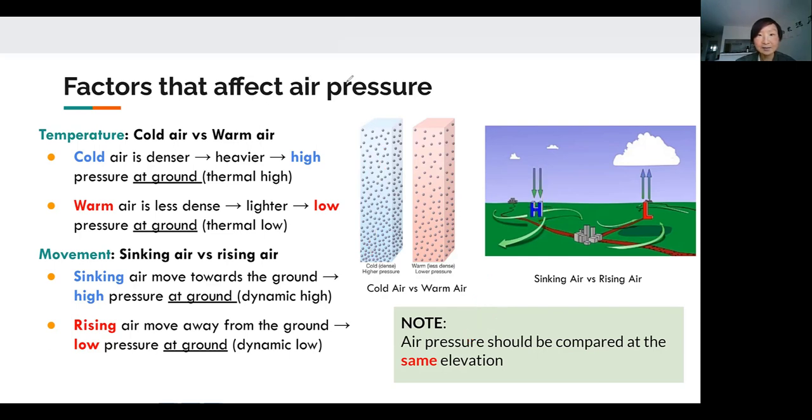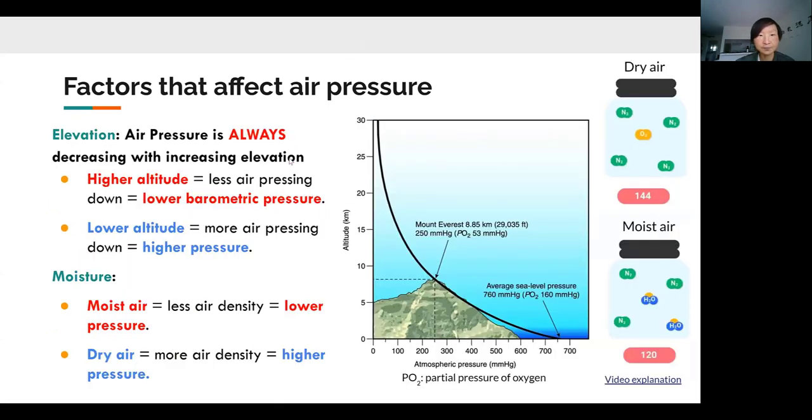Let's go to the next slide. Here we go. The elevation: when you go up, you always have lower pressure. That is why when you go to Mount Everest, if the ground is this many millimeters of mercury, Mount Everest is about one third of that. So the air pressure decreases really fast.